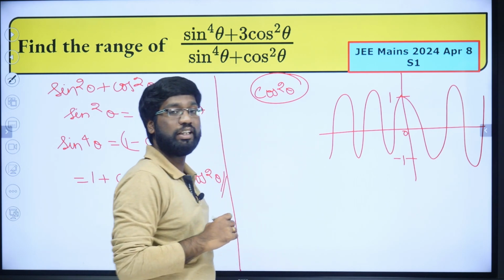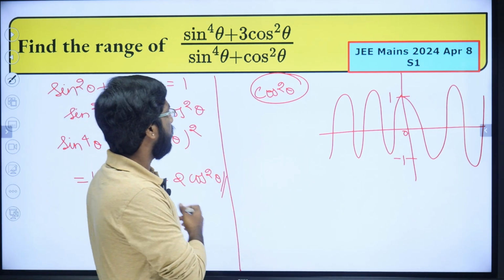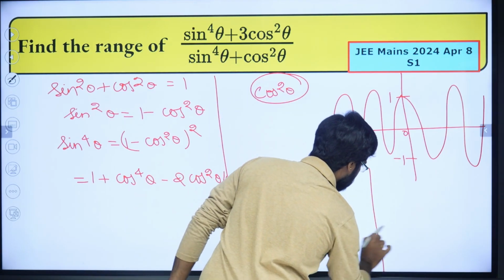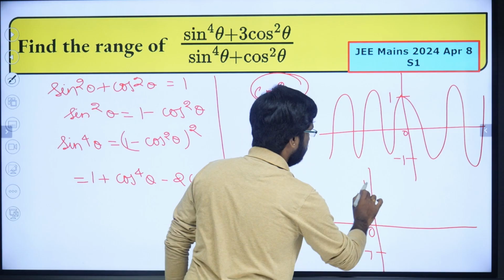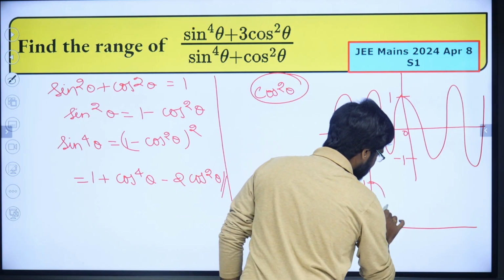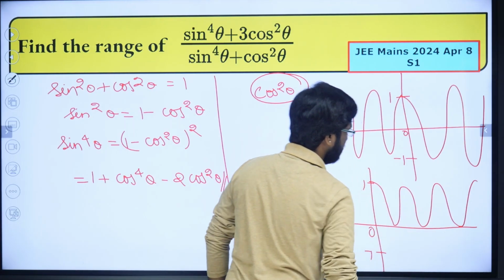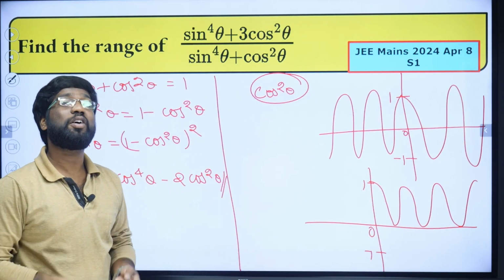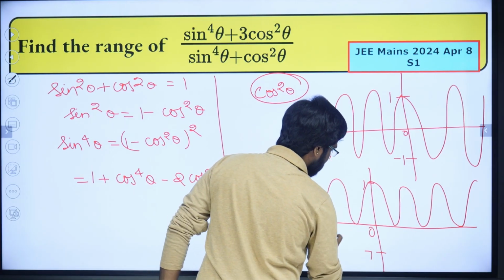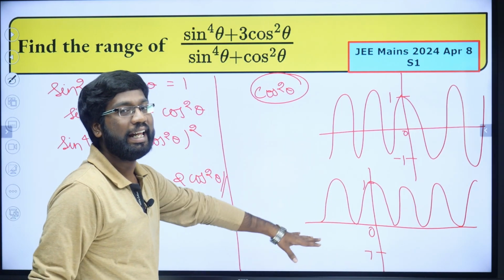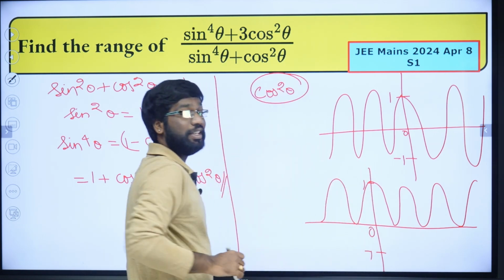This is the graph for cos x. They have given cos square theta. For that, how will it become? Same graph, 1, -1, 1. But instead of going down, again it will go up, because already we have seen cos square theta is a positive function. It is always in the positive quadrants only. It won't come to the negative quadrants. So here my minimum value is 0, maximum value is 1.